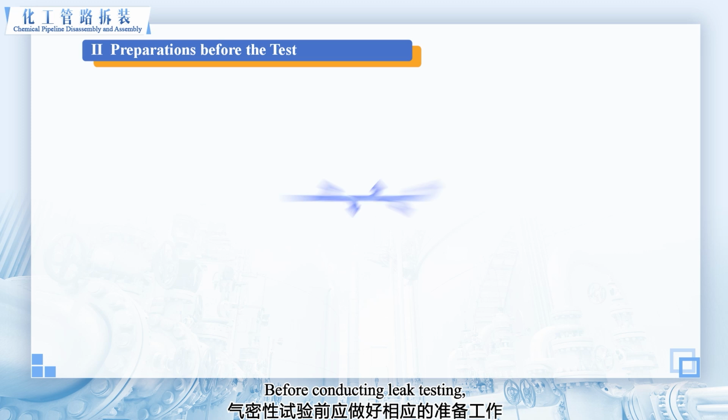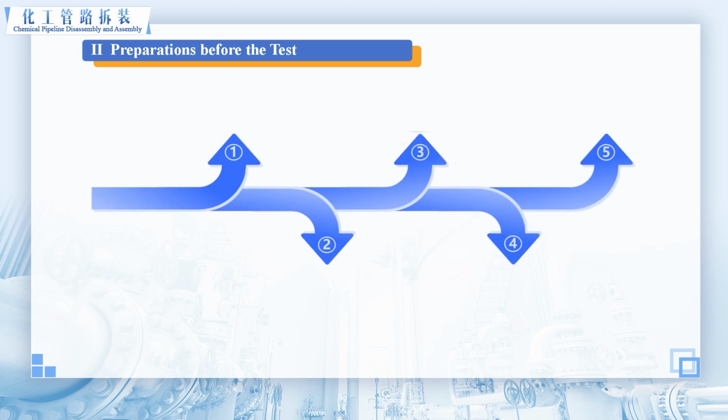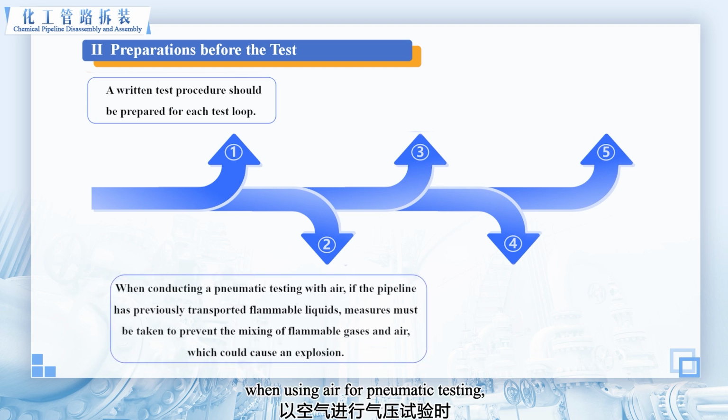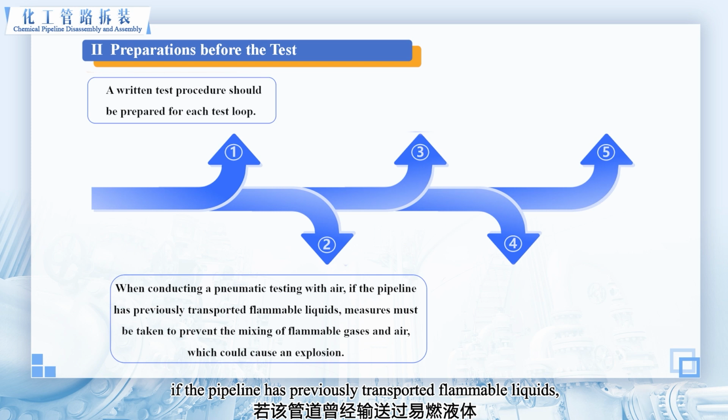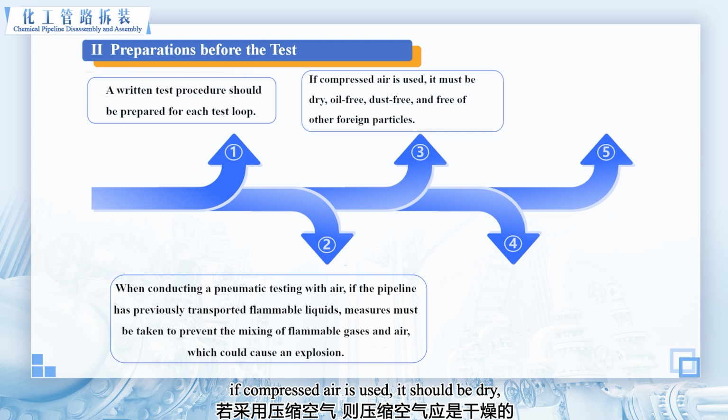Before conducting leak testing, appropriate preparations should be made. For example, written test procedures should be prepared for each test loop. When using air for pneumatic testing, if the pipeline has previously transported flammable liquids, measures should be taken to prevent the mixing of flammable gases with air, which could cause an explosion if compressed air is used.